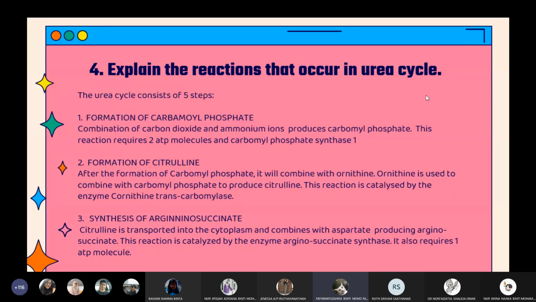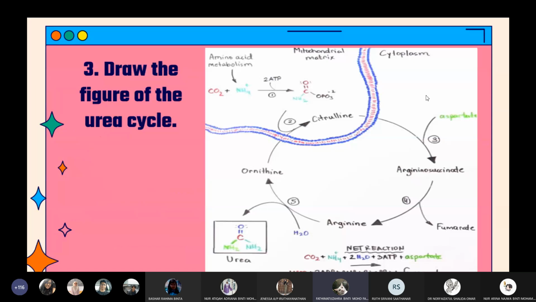Can we refer to the diagram shared by Janessa just now? Harmit, can you go to the previous slide, please?